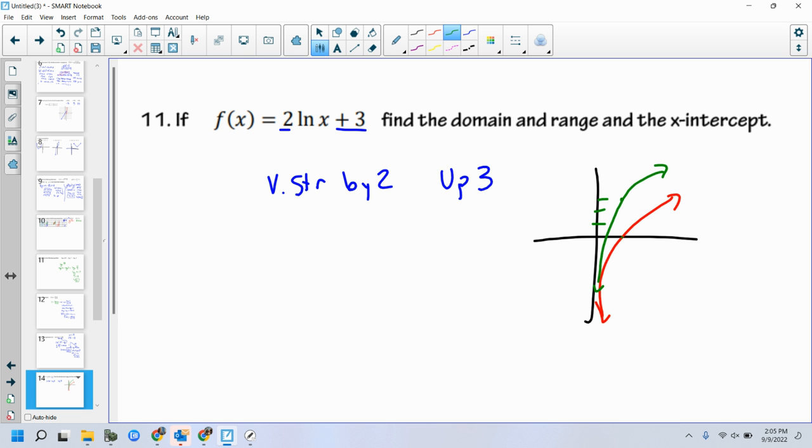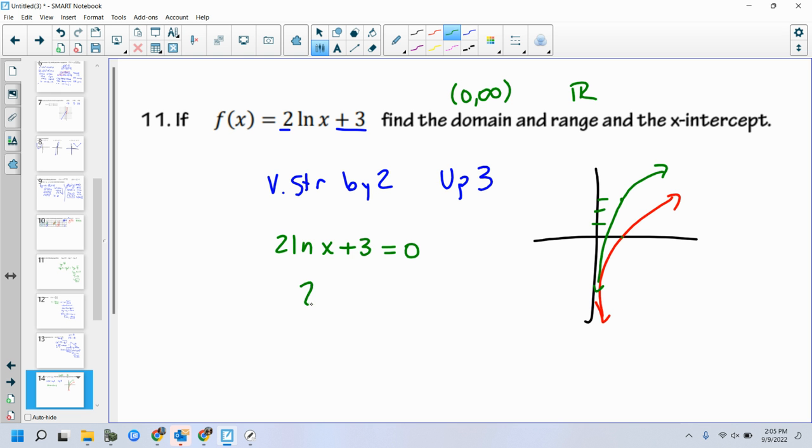Does the domain and range change at all from the parent to the original? Nope. So the domain is 0 to infinity, and the range is all real numbers. Now the x-intercept, that's where it gets a little bit more difficult, because I know that it's going to be (x, 0). 2 ln of x plus 3 equals 0, and I've got to solve that equation.